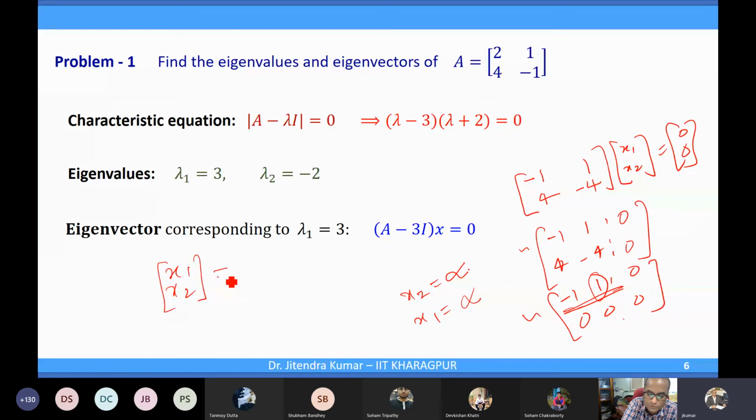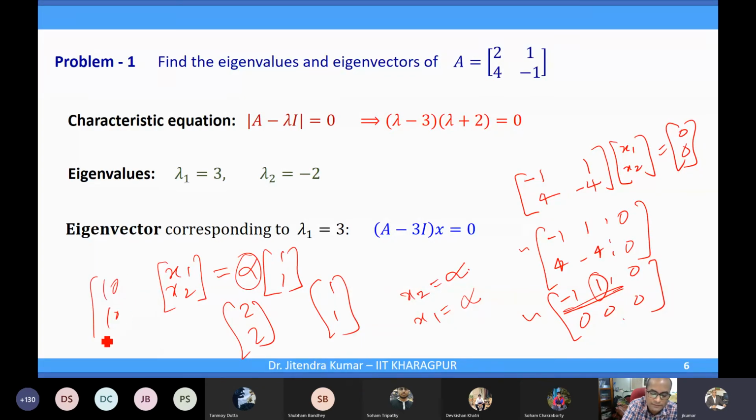So your eigenvectors corresponding to lambda 1 equal to 3 will be alpha times 1, 1. Correct? And alpha you can choose anything. You can choose 1, then 1, 1 is an eigenvector. If you choose 2, then 2, 2 is an eigenvector. If you choose 10, then 10, 10 is an eigenvector corresponding to lambda.